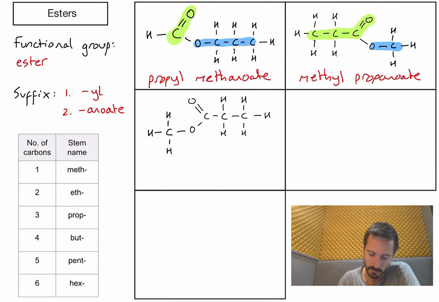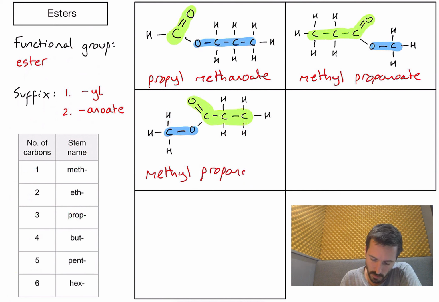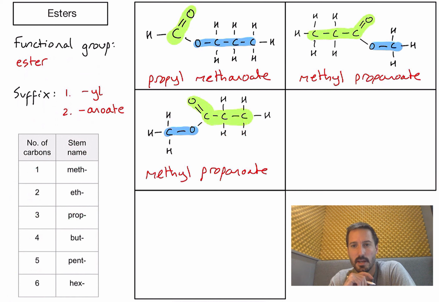Example number 3. Here we go. This is a bit of a kind of tricky one because I've drawn it the other way around. So again, I'm going to find the bit that's come from my alcohol. So where's the single bond to an oxygen? It's on the left side of my molecule this time. It's got just one carbon in it. So my name is going to begin with methyl. Where's the bit from my carboxylic acid? Well, it must be the other side of the molecule, which has three carbons. So the second bit of my name is going to be propanoate. And you'll notice that name is exactly the same as the second example we covered. It's just flipped that molecule back to front.